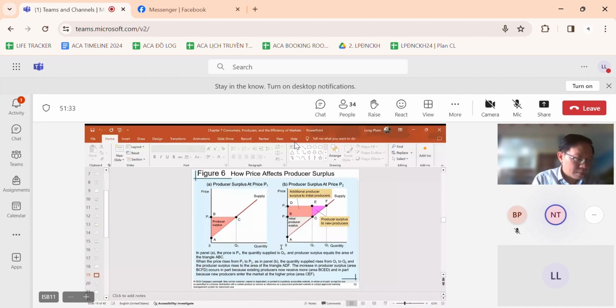It combines the initial producer surplus A, B, C with the producer surplus to new producers C, E, F, and plus the rectangle D, E, C, D, B, C, E, D, the additional producer surplus to initial producers. All of this demonstrates that when the price increases, the producer surplus will be larger.